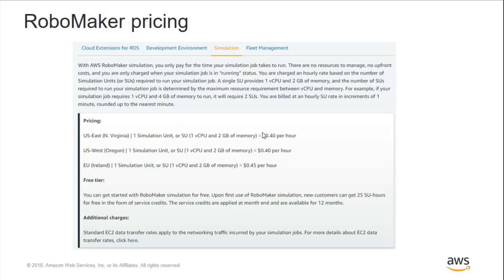And as we run the simulation job for you, we will meter your vCPU and memory usage continuously. For each simulation unit, for example, in the US East Northern Virginia region, we charge 40 cents per hour. So if your simulation job, for example, uses 1 CPU and 2 gigabytes of memory, then you will pay 40 cents per hour. If your simulation job, say, uses 2 vCPUs or 4 gigabytes of memory, then you would pay 80 cents per hour. And it's completely pay as you go. Once you terminate your job, you stop paying for RoboMaker simulation.